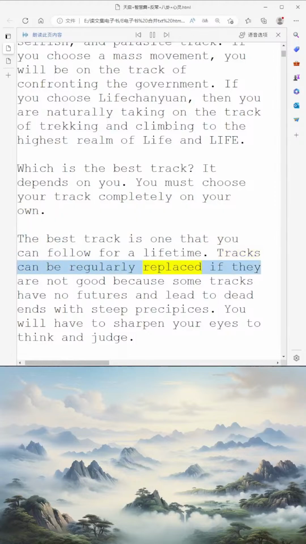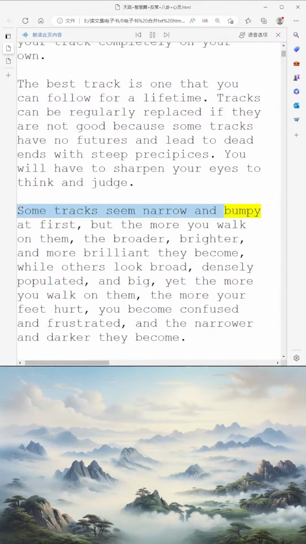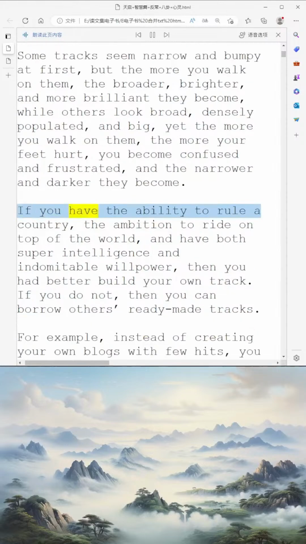Tracks can be regularly replaced if they are not good, because some tracks have no futures and lead to dead ends with steep precipices. You will have to sharpen your eyes to think and judge. Some tracks seem narrow and bumpy at first, but the more you walk on them, the broader, brighter, and more brilliant they become, while others look broad, densely populated, and big. Yet the more you walk on them, the more your feet hurt, you become confused and frustrated, and the narrower and darker they become.